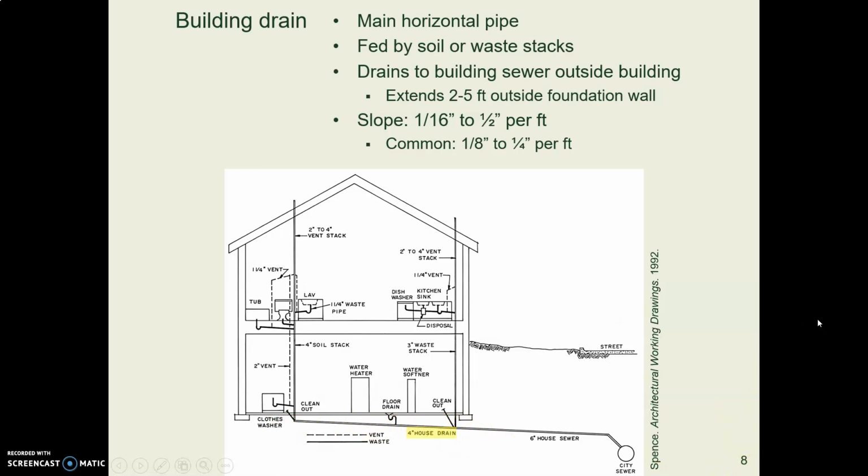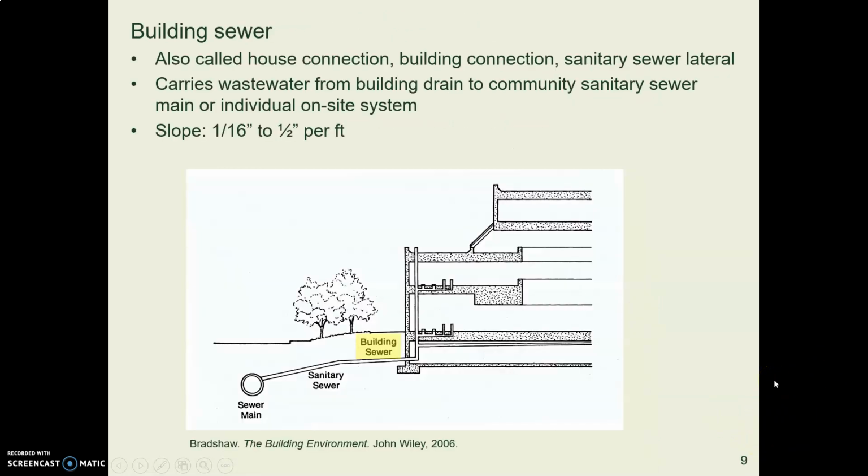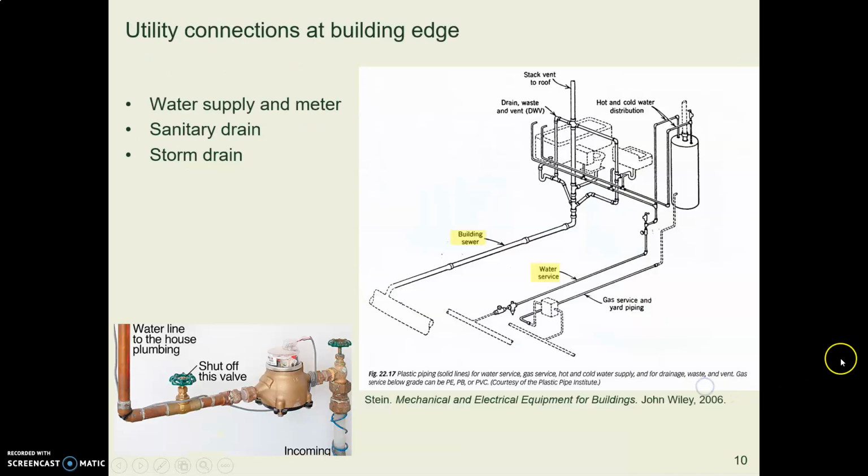And notice that throughout this system, the horizontal pipes have to have a uniform slope. This wastewater, you don't want it flowing too fast, that would be bad. And you don't want it moving too slowly, that would be bad. So you have to have this uniform slope throughout the system. And then outside of the house, the house drain, house waste line, connects to the building sewer, and that goes out to the main sewer line run by the utility, unless you're in a rural area and you have a septic system. And there'll be a utility connection at the edge of the building.